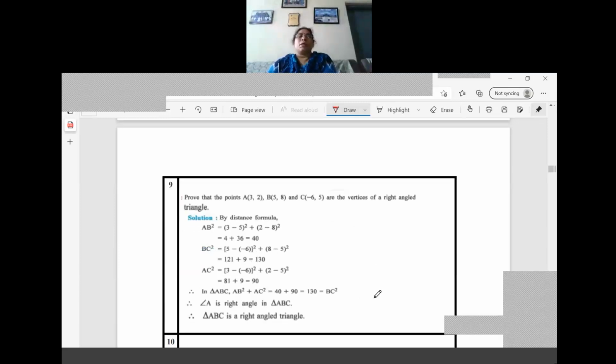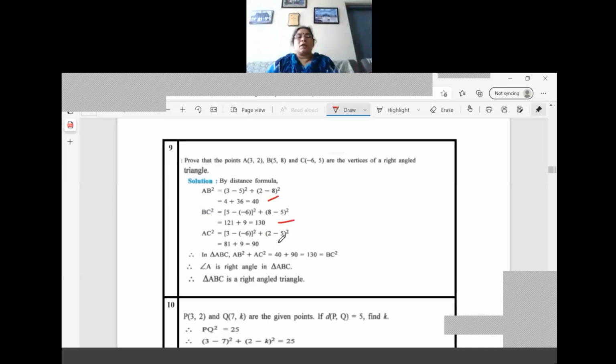Now the next question: prove that the points A(3, 2), B(5, 8), C(-6, 5) are the vertices of a right angled triangle. Right angled triangle means we should form the Pythagoras theorem only. Other than that nothing is possible. Here we are assuming A is (3, 2), no need of assuming, it's already given. So we calculate AB first, then BC, then AC. All the values we have calculated and squared. So AB square equals 40, BC square equals 130, and AC square equals 90.